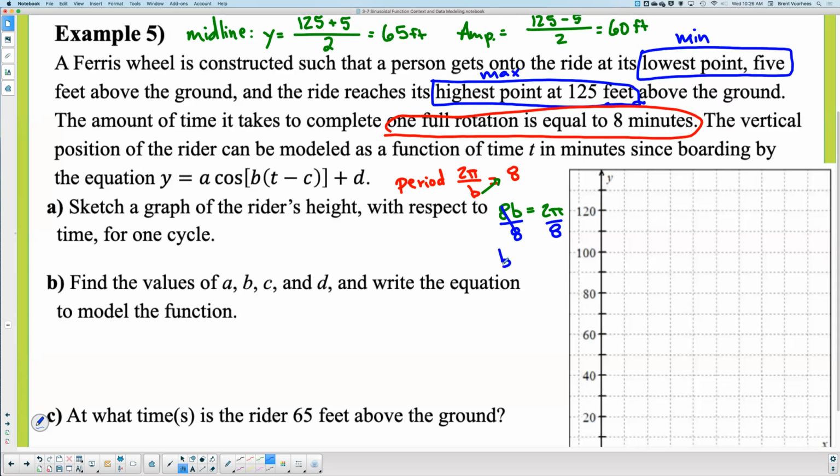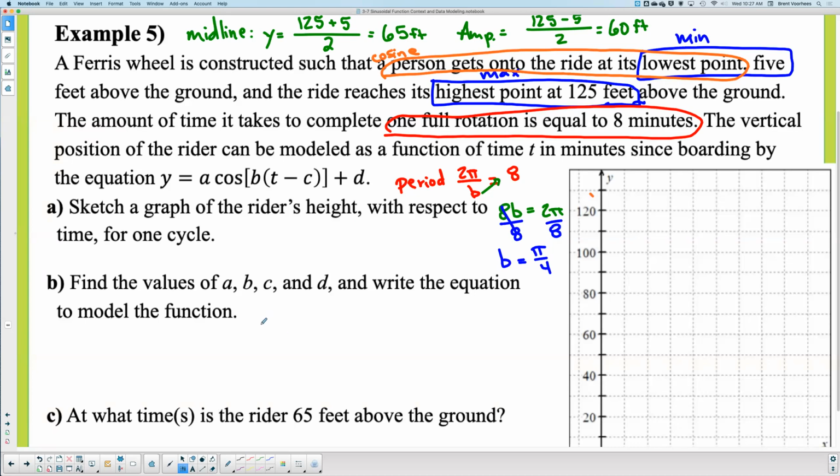So our b value, just like you said, 2 goes into 8 4 times. It would be pi divided by 4. Okay, now I'm going to go all the way back to the problem. Whoops. And Asa pointed something out. If a person gets onto the ride at its lowest point, what type of function is it? It's a cosine. Very good. And if it's a minimum, is it a positive cosine or a negative cosine? Negative. So let's write our equation here.